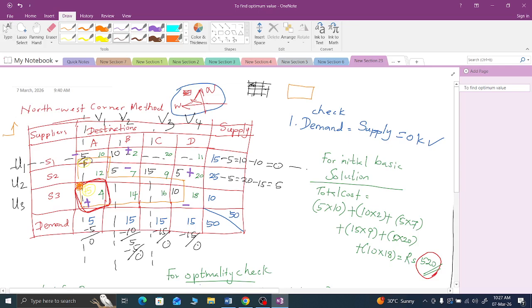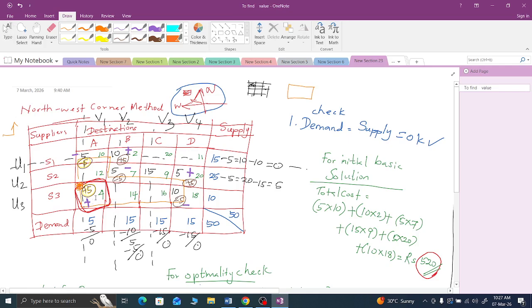So here positive 5. Here this corner is positive, no? Positive 5. So I am putting positive 5 here. This corner is negative 5, no? Negative 5. So this corner positive 5, no? Positive 5. This corner negative 5, no? Negative 5. Notation is there, negative. Okay.